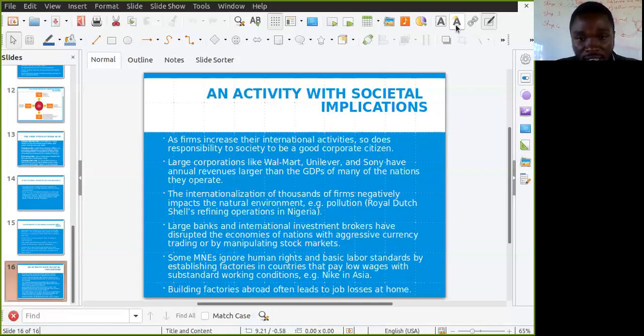Large banks and international investment brokers have disrupted the economies of nations with aggressive currency trading or by manipulating stock markets. Some multinational enterprises ignore human rights and basic labor standards by establishing factories in countries that pay low wages with substandard working conditions, e.g. like in Asia. Building factories abroad often leads to job losses at home.